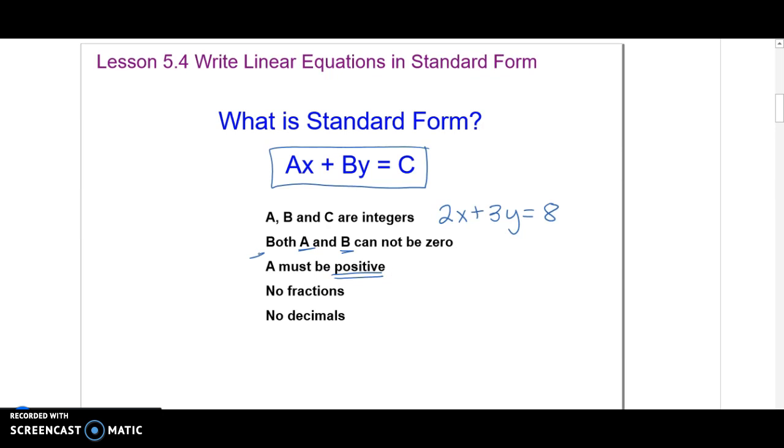Guys, these are the things that you're going to mess up on the most. A has to be positive, no negatives in the front. You can have no fractions and no decimals, so they need to be whole numbers just like you see up here.